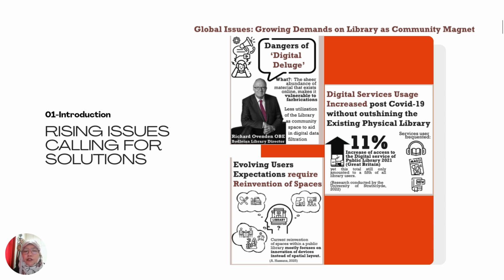Next, we have evolving user expectations, which require reinvention of spaces. Currently, reinvention of spaces within a public library mostly focuses on innovation of devices instead of spatial layout. So, for effective knowledge transfer, especially at a place of learning such as the library, we need innovation which focuses on the spatial layout and architectural design instead of just the technological devices, which can bring the digital native group further away from achieving a more hands-on solution to the knowledge that they are learning.